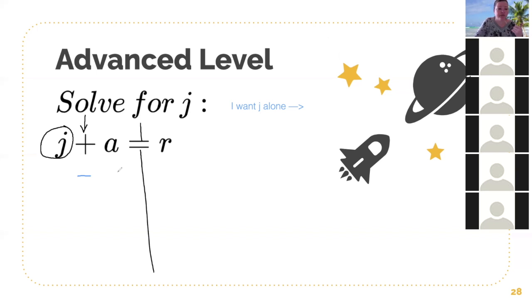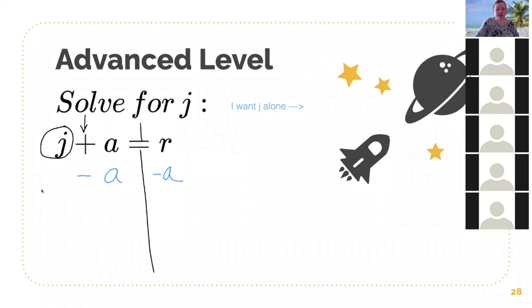And what am I trying to get rid of? I'm trying to get rid of an A. And we also know, we've been doing it over and over again, that whatever we do on the left-hand side, we have to do on the right-hand side. So we're going to subtract A over there as well. We're going to keep our balance. We're going to keep the left and right-hand side equal.